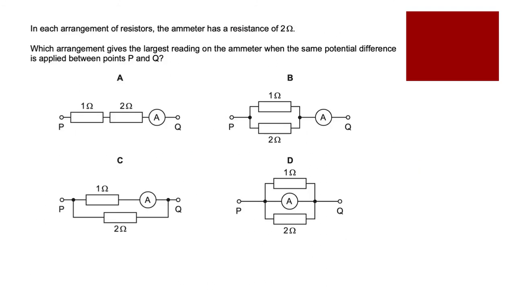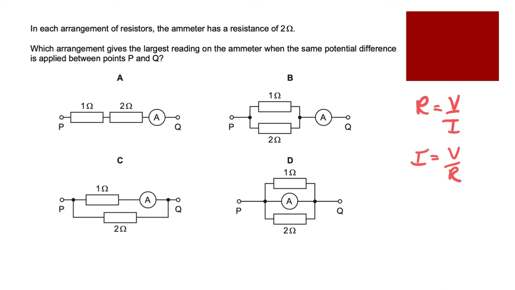Okay, so in this question, each of the resistors has a resistance of 2 ohms. Which arrangement gives the largest reading of the ammeter when the same potential difference is applied? So first of all, we would normally be thinking about using Ohm's law. If I move that around, current is going to be voltage over resistance. And so if I want the largest current, since we have the voltage or potential difference being exactly the same, I would be looking for the smallest resistance.